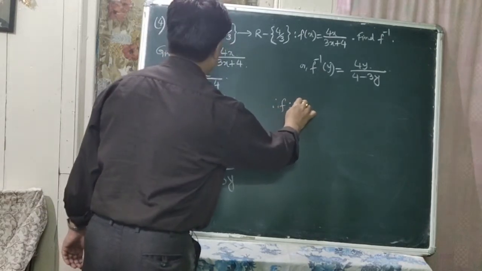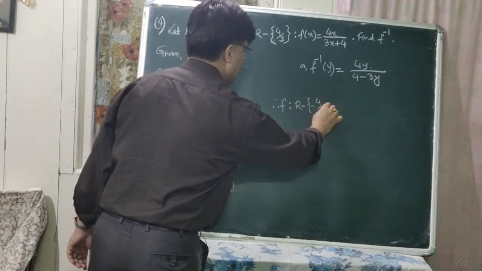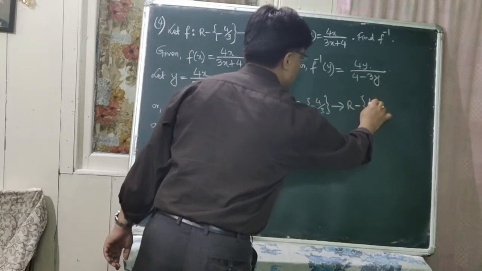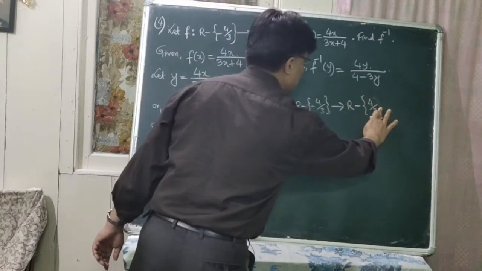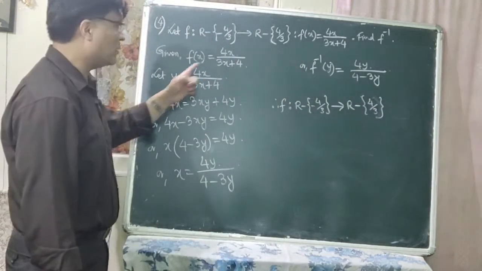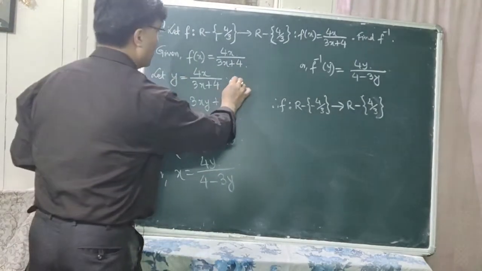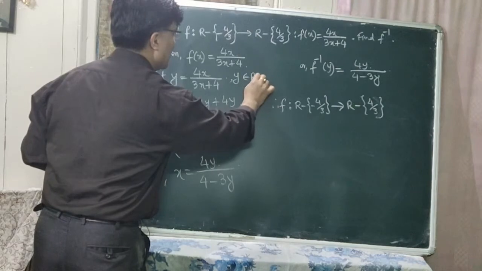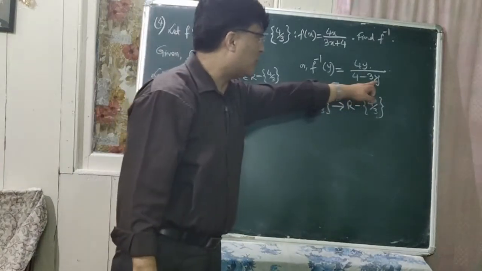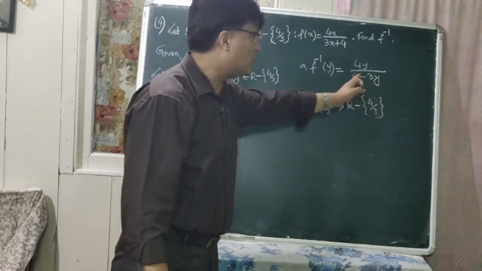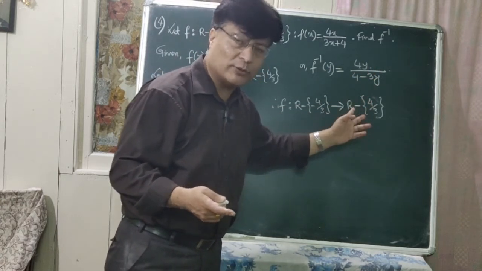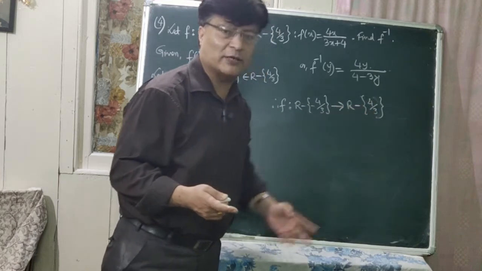f such that R minus {4 by 3} to R minus {4 by 3}. So why is it given R minus 4 by 3 here? This y belongs to what? Codomain, isn't it? Here y belongs to this codomain R minus 4 by 3. Now in this case, if you put y is equal to 4 by 3, 3 cancels, 4 minus 4 is 0, and division by 0 is undefined. So that's why this 4 by 3 is excluded from this set of real numbers.